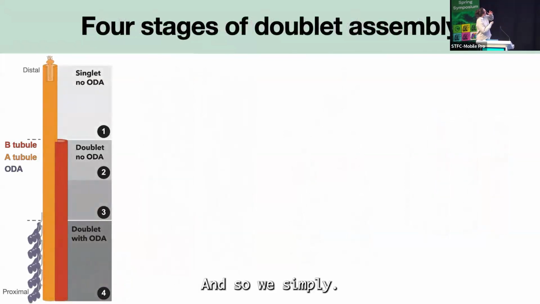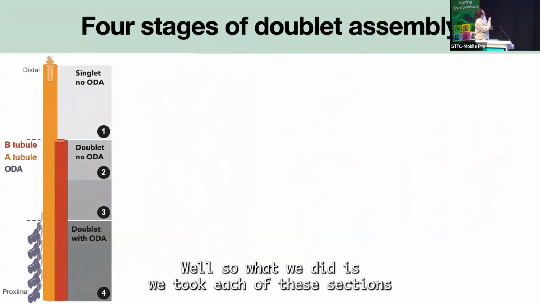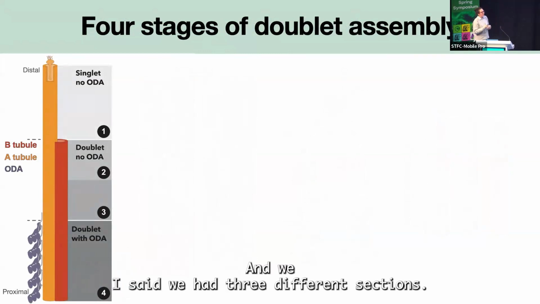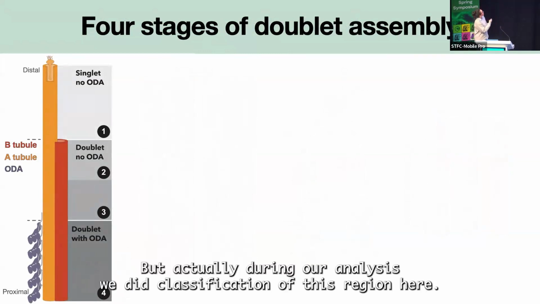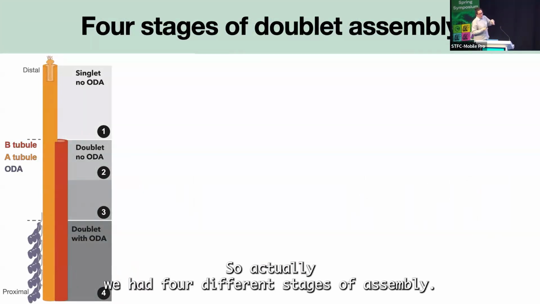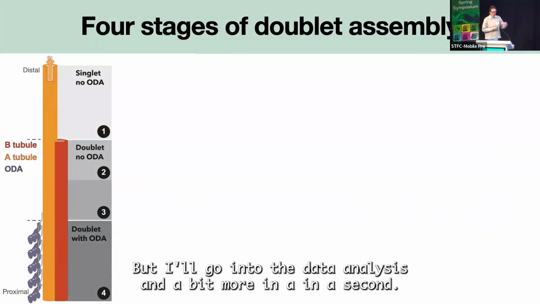So what we did is we took each of these sections and we extracted particles every 8 nanometers along the length. And I said we had 3 different sections, but actually during our analysis, we did classification of this region here, and we found that there were 2 distinct states in this region. So actually we had 4 different stages of assembly, but I'll go into the data analysis a bit more in a second.